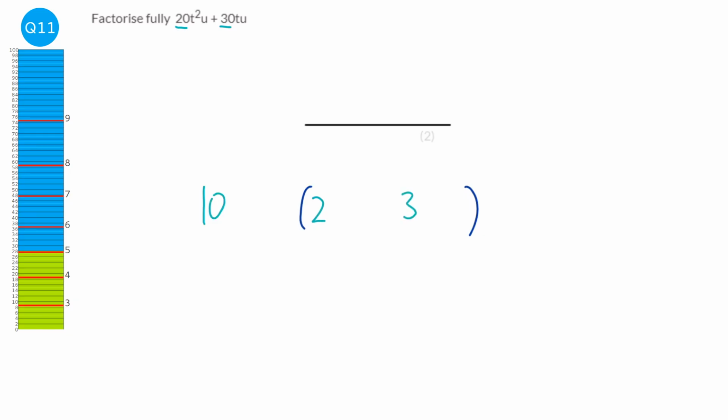Next, I'm looking at the t terms. So we've got t squared there and a t there. So we can divide out a t, but that will leave a t on the first term. And finally, I'm going to look at the u, and there's just a u on both of them. I can factorise out, and actually that just leaves nothing on the inside of the bracket.